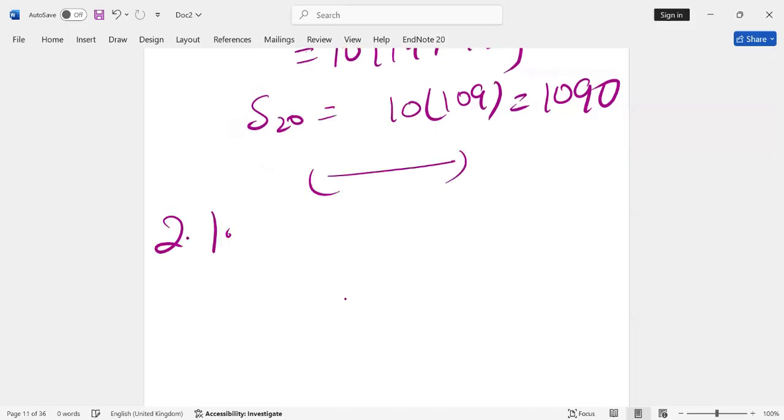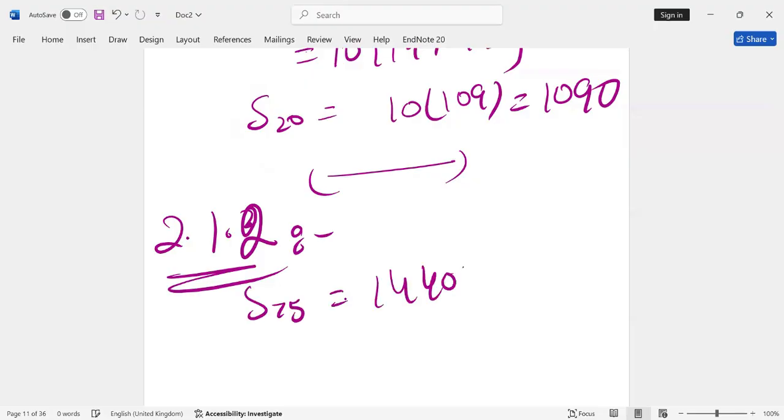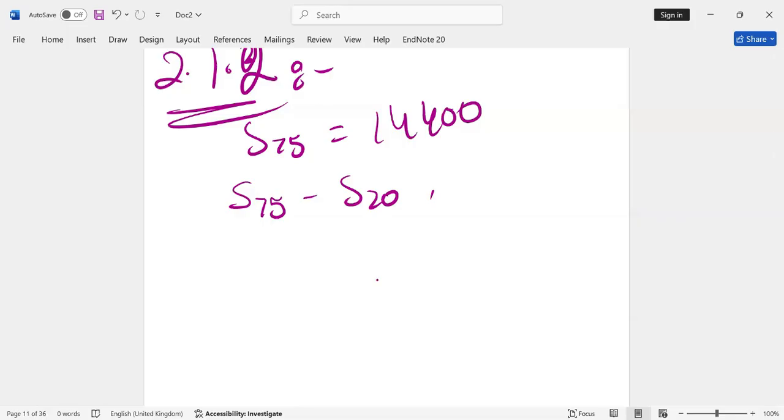We have 2.1.2. Okay, so with total sum S75, we have S75 equals 14,400. So the sum of the added terms is S75 minus S20. All right, so when calculating the sum, S75 is 14,400, and what is S20? S20 we calculated previously. So we have the sum equals 13,310.